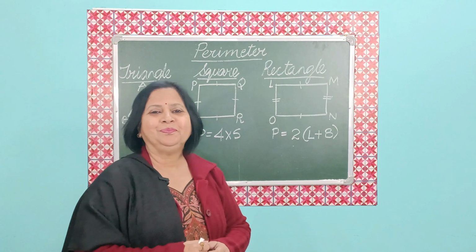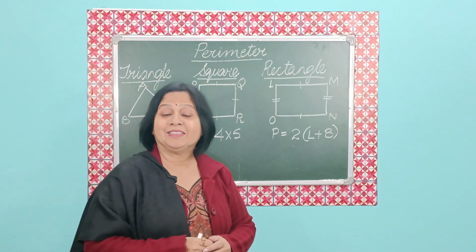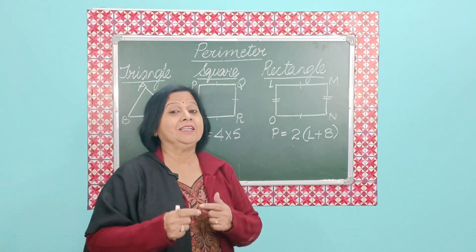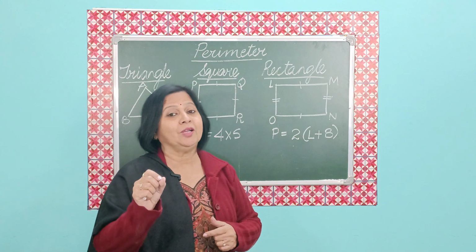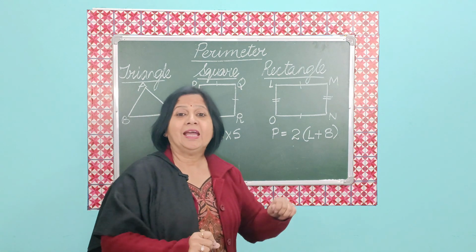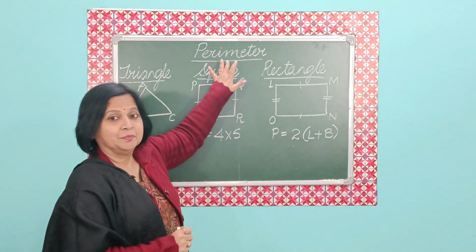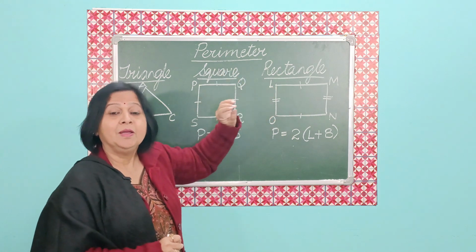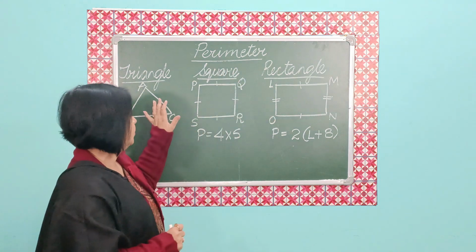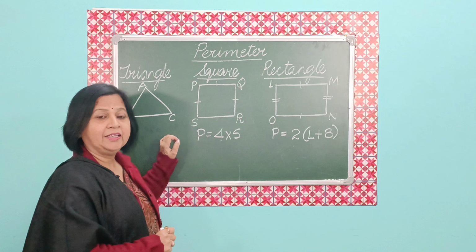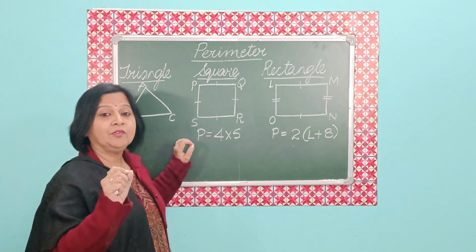Good morning, children. Let's have one more class in geometry today and let's learn something new about another new term that is very often used, and that is perimeter. What is perimeter? Perimeter is the total length of all the sides of any closed figure.